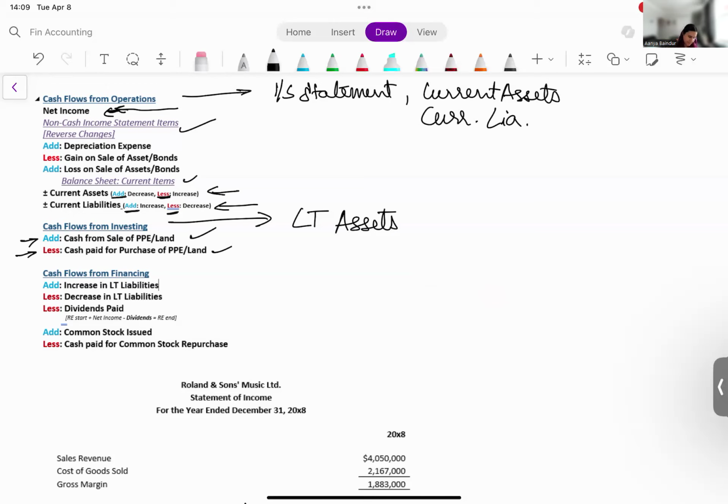Next, and lastly, we'll be doing cash flows from financing. For this, at each turn, you'll be checking whether the amount of cash that comes into the company increases or not.